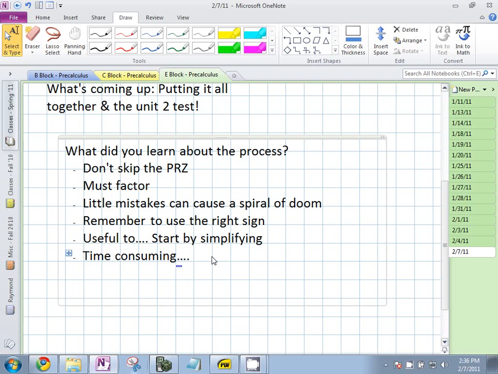What part of the process is most time-consuming? Practice. Yes. Hopefully you spend most of it factoring. But what part of factoring is? What part of synthetic division?